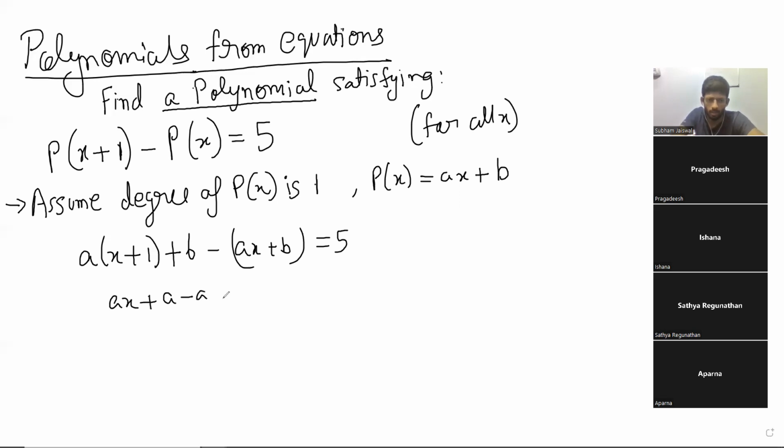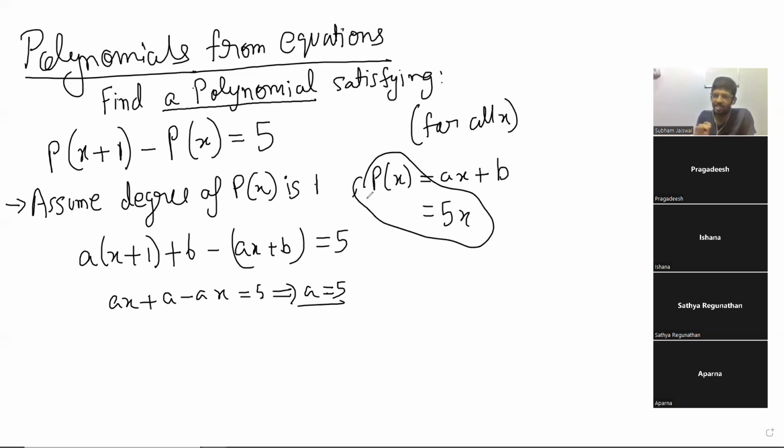It's 5x plus b. You can put b to be anything. Just take it to be 0. Doesn't matter, because b doesn't play a role. Whatever b, this will be satisfied. This P is equal to 5x. This is the easiest question in that sense.